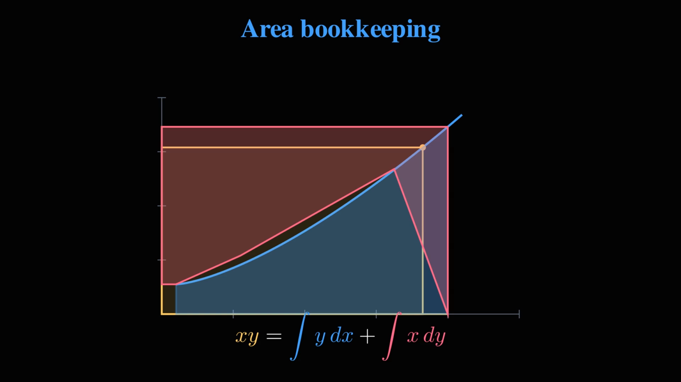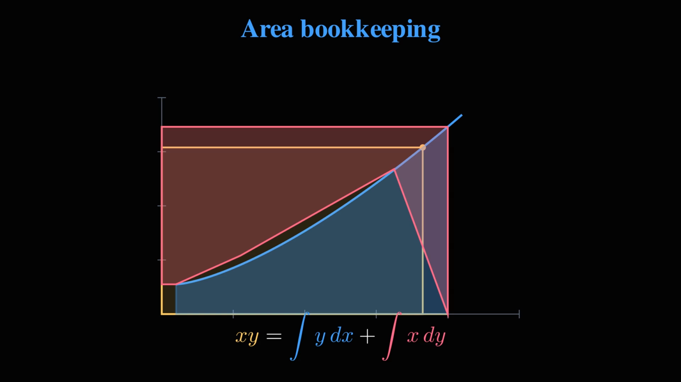When x increases a tiny bit, the rectangle gains a thin vertical strip. That strip has height y and width dx. Its area is y dx. When y increases a tiny bit, the rectangle gains a thin horizontal strip. That strip has width x and height dy. Its area is x dy. The small corner where both change is tiny twice over, so it fades away in the limit.